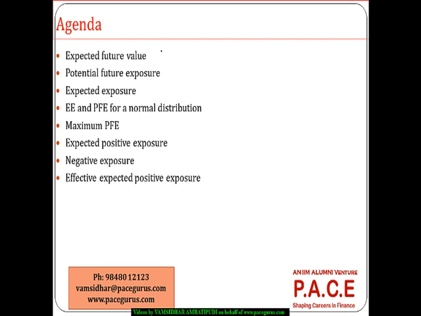So we will go with how do I compute the expected future value. What do I mean by potential future exposure? What do I mean by expected exposure? These all, remember, have to do with the future exposure, because current exposure to a large extent we might compute, and even in the current exposure, though the procedure is more or less fair enough, the expected future or probably a future exposure computation becomes more and more tedious.